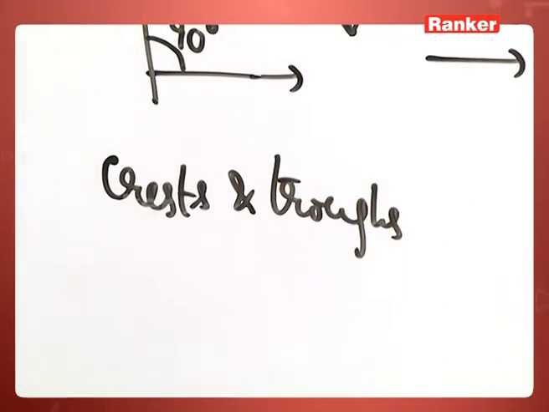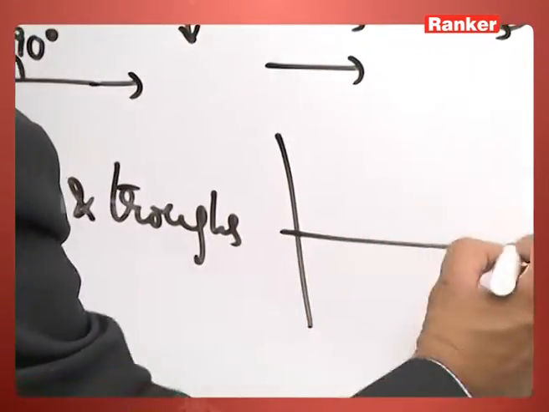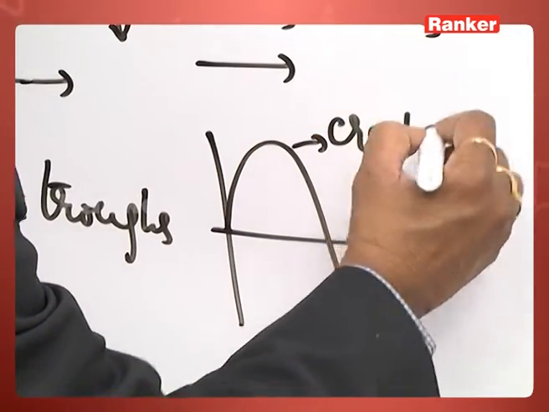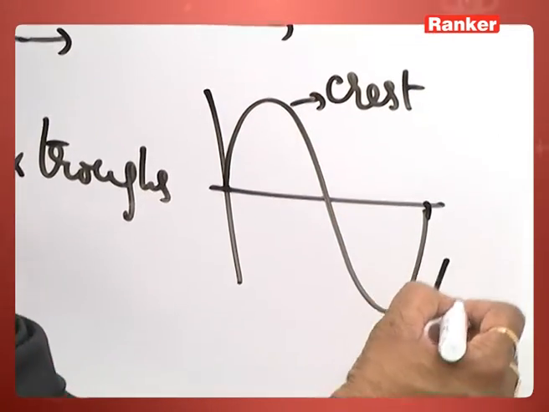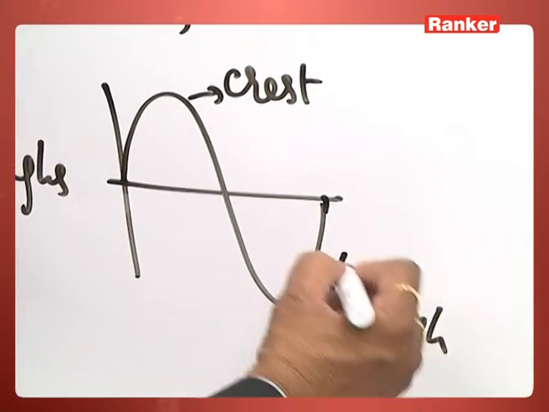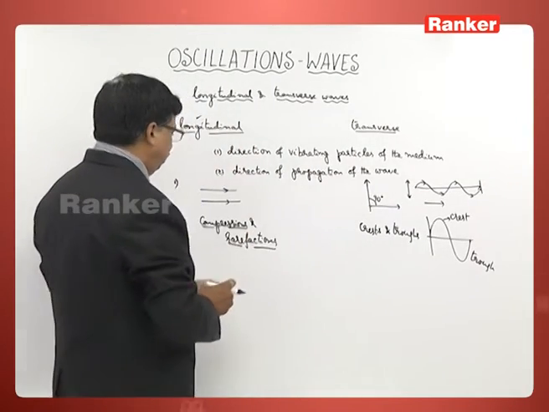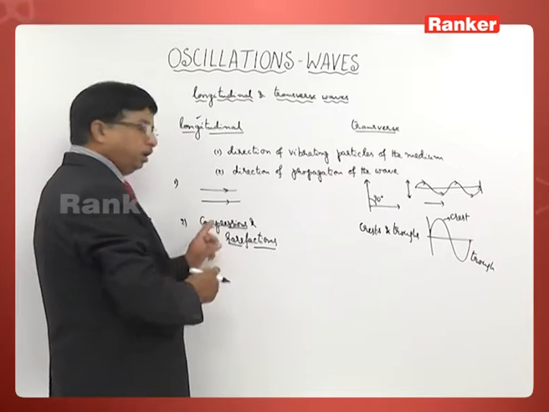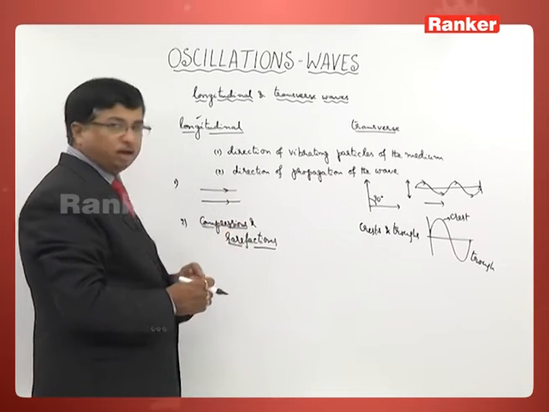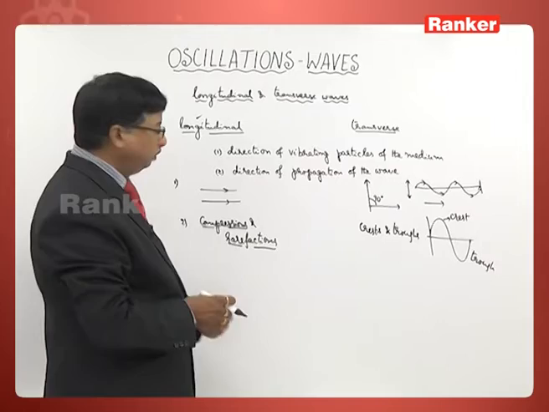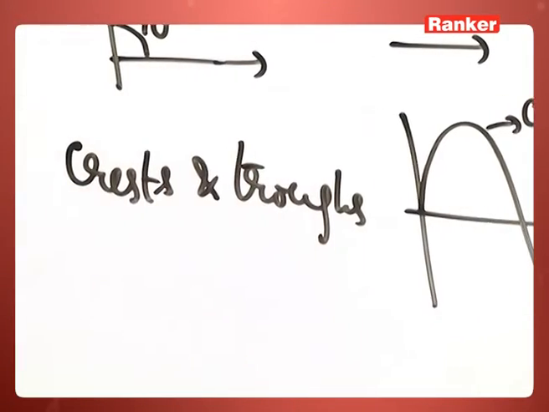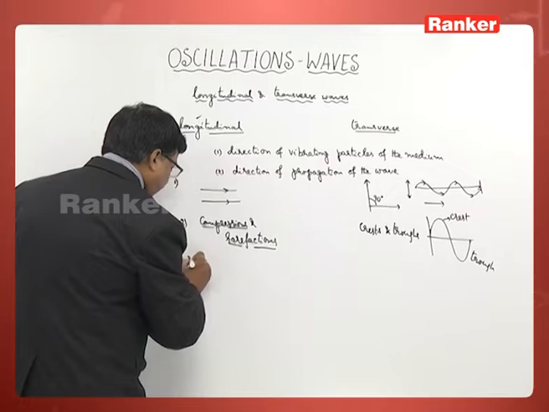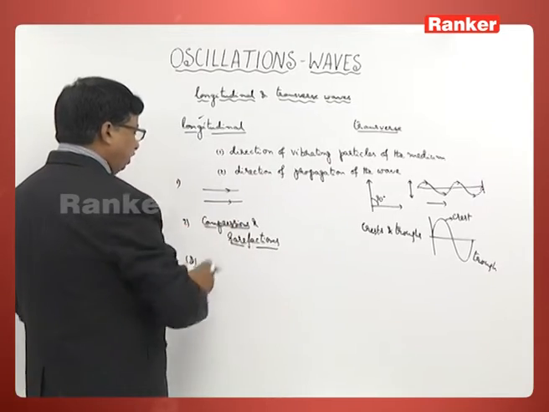In fact, one can understand it this way: the positive peak of a wave is called a crest, and the negative peak we call a trough. So, what one should understand here is that longitudinal waves propagate in terms of compressions and rarefactions, whereas transverse waves propagate in terms of crests and troughs. Coming to the next concept, the third difference you can directly understand this way.